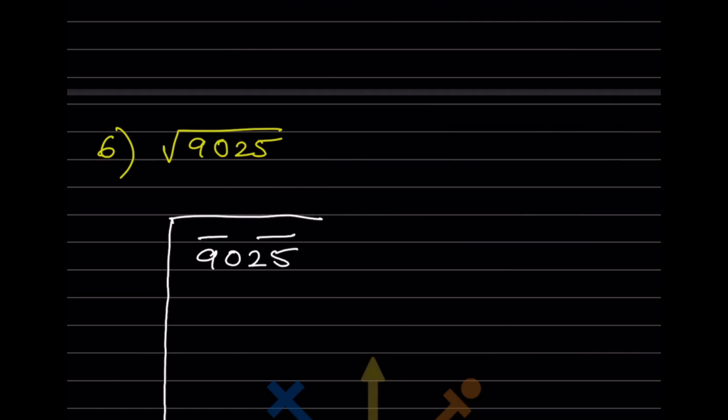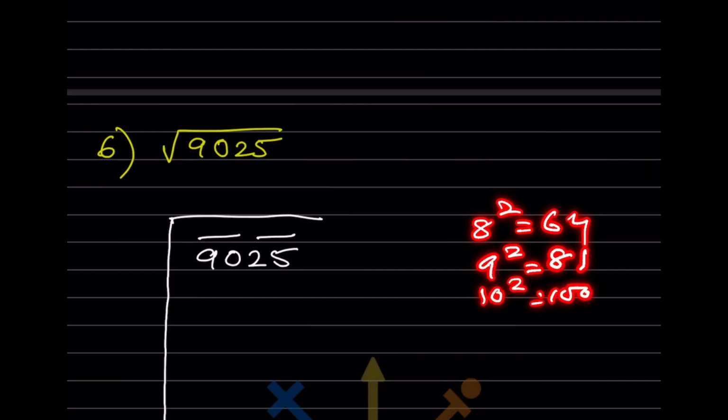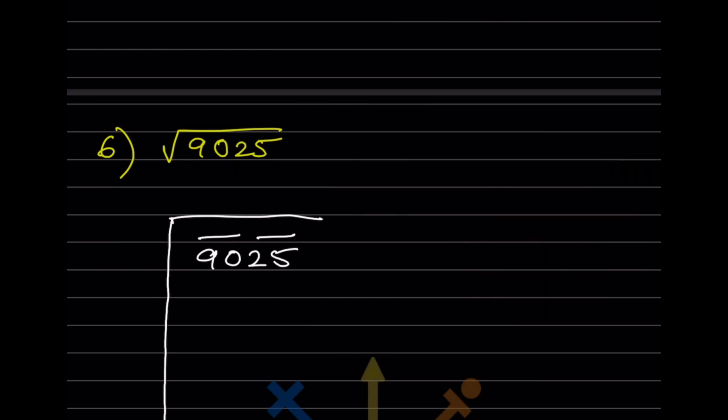Again, we are going to divide it into two pairs. Now we have 90. For this 90, we are going to look here. So 8 square will be 64 and 9 square is going to be 81. 10 square is going to be 100. But then this 100 is a bigger number. So we will take 9 square. 9 nines are 81. So here 9 nines are 81.